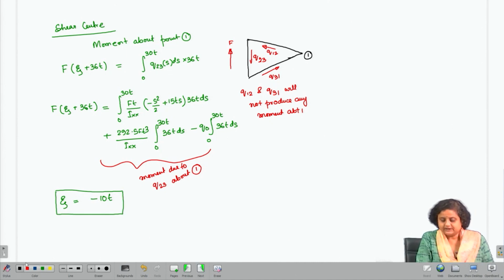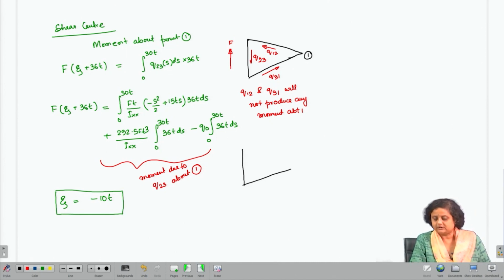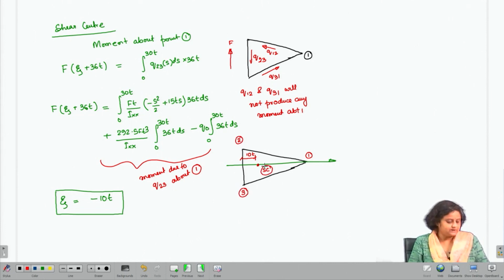Therefore, the shear center for the cross section is going to be somewhere here. This is SC, which is at a distance of 10 t from the wall 1, 2 and 3. So, this is going to be the shear center of zeta. Okay. So, this is how we can find out the shear center of a given cross section. Thank you.